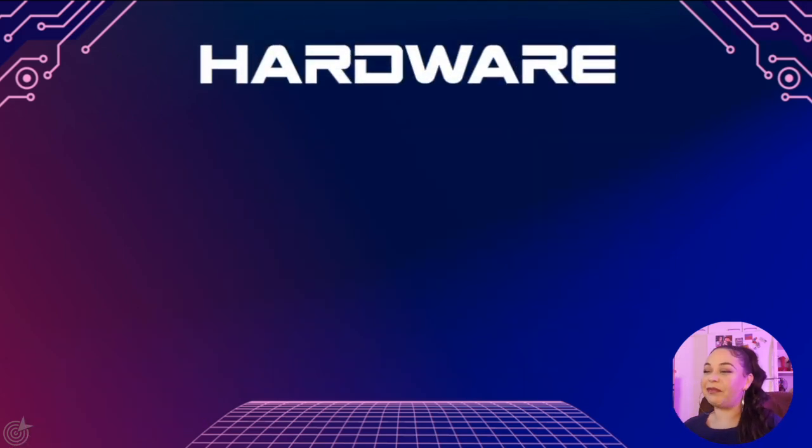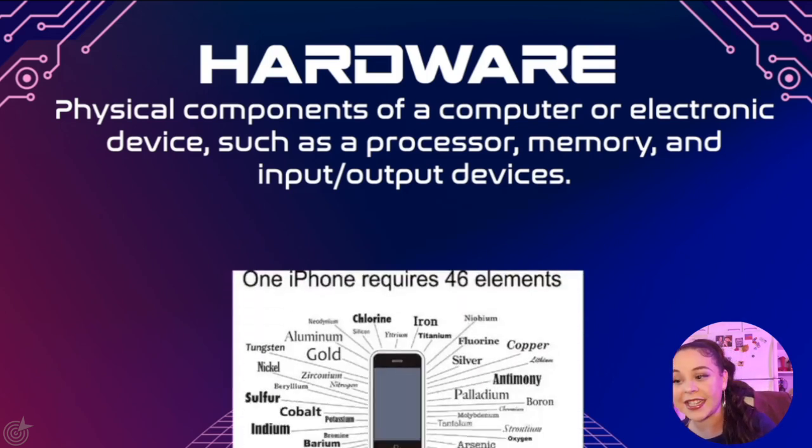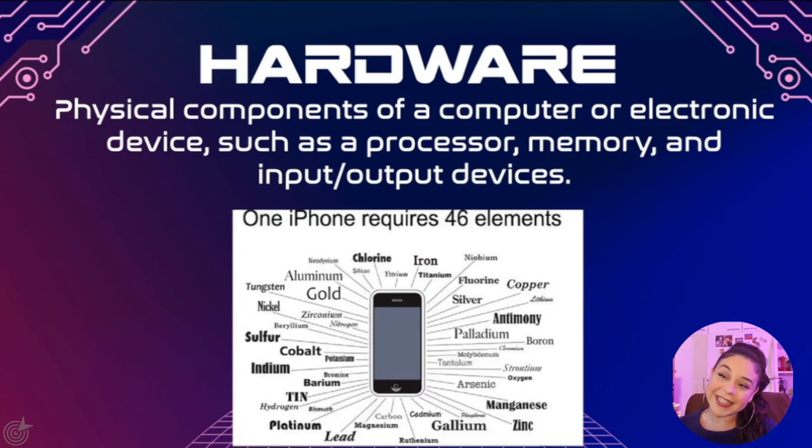Next up, we're going to talk about hardware. And I know it might seem very intuitive, physical components of a computer or electronic device, such as processor, memory, and input or output devices. Our phone is a hardware. Our computer is a hardware, right? And that might seem obvious, but maybe what's less obvious is that one iPhone requires 46 elements to be created. For example, cobalt, 60% of the world's cobalt mining happens in the Democratic Republic of Congo. And as a result, there has been huge contentious issues around child labor law, exploitation, workers' rights.